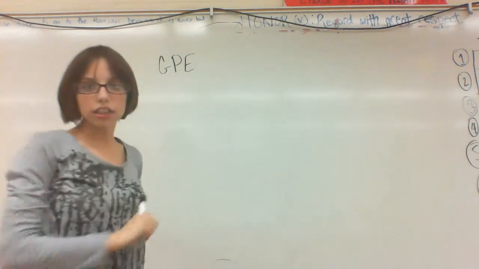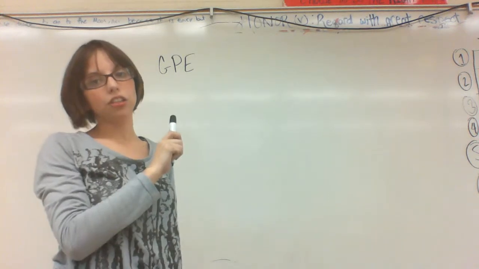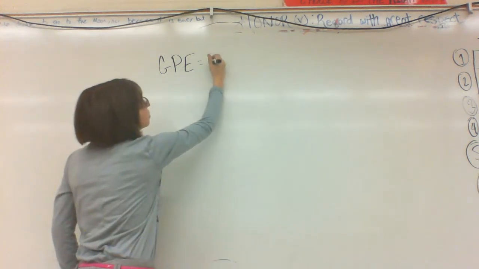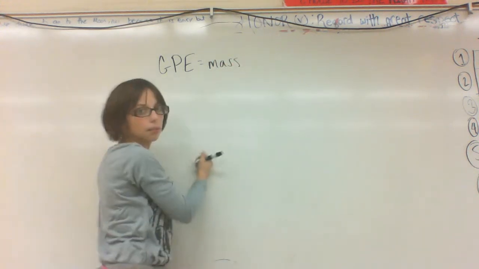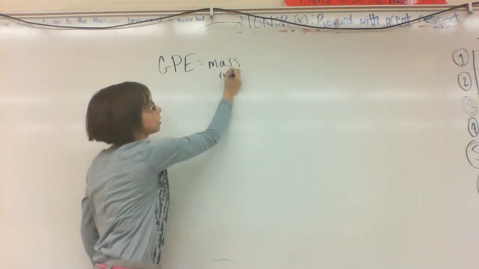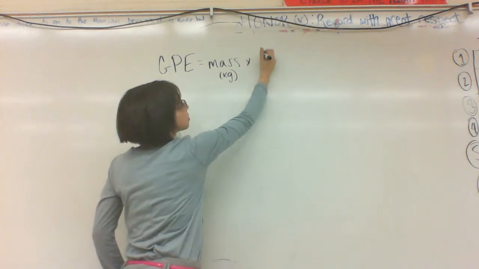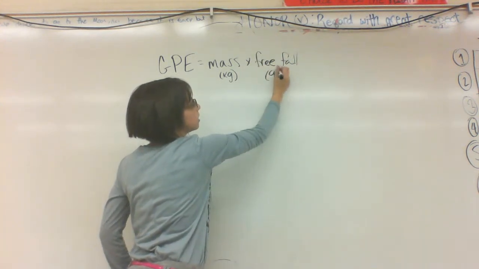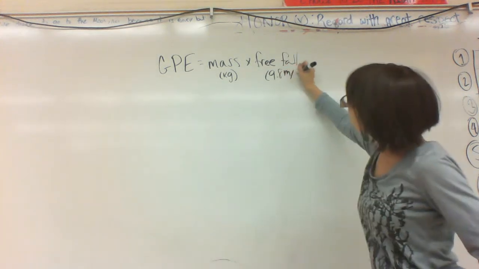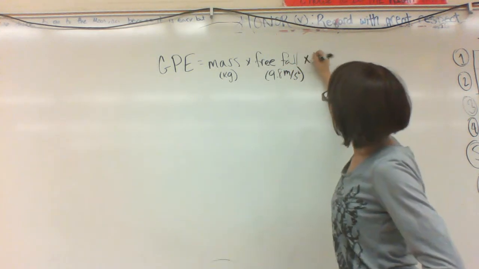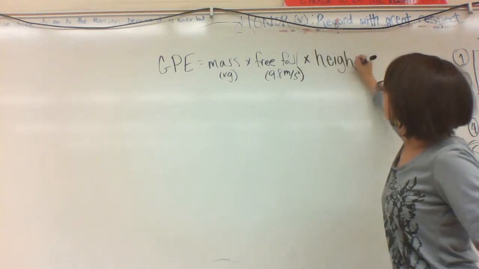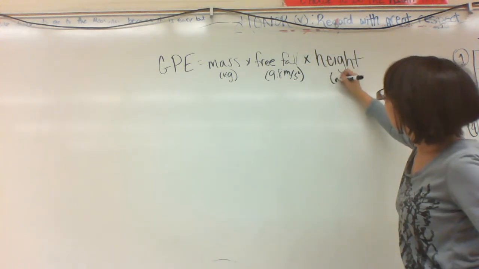So remember, gravitational potential energy, abbreviated GPE for our convenience, is simply equal to the mass of something in kilograms times free fall acceleration, which is always 9.8 meters per second squared, times height. So mass times free fall times height, and height is always in meters.